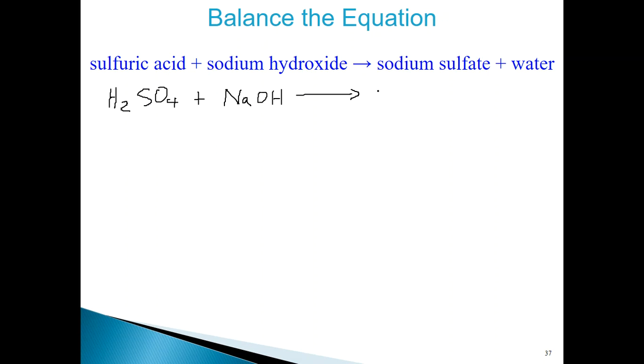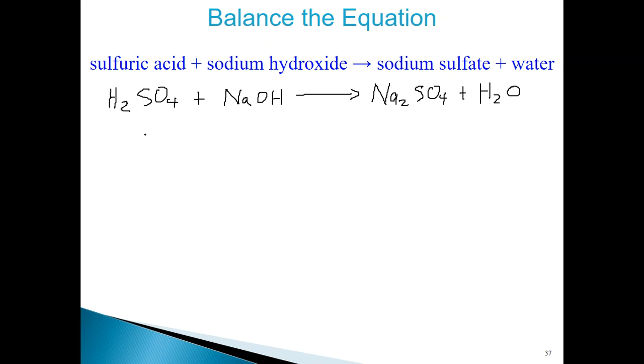Okay, so that takes care of everything on the reactant side. And then on the product side, you have sodium sulfate. Now the formula for sodium sulfate is Na2SO4, and the formula for water is, of course, H2O. If you don't know that, then that's really sad. All right. Okay, so this is the unbalanced equation, right?